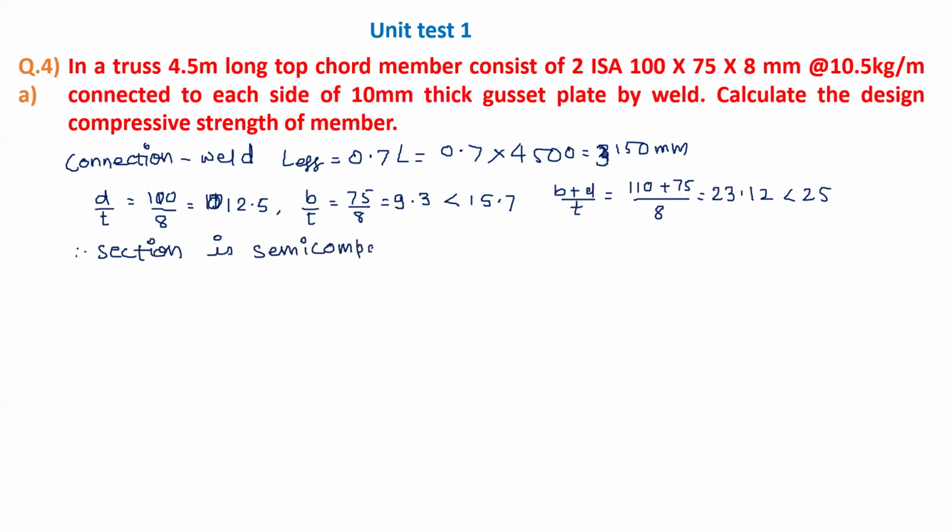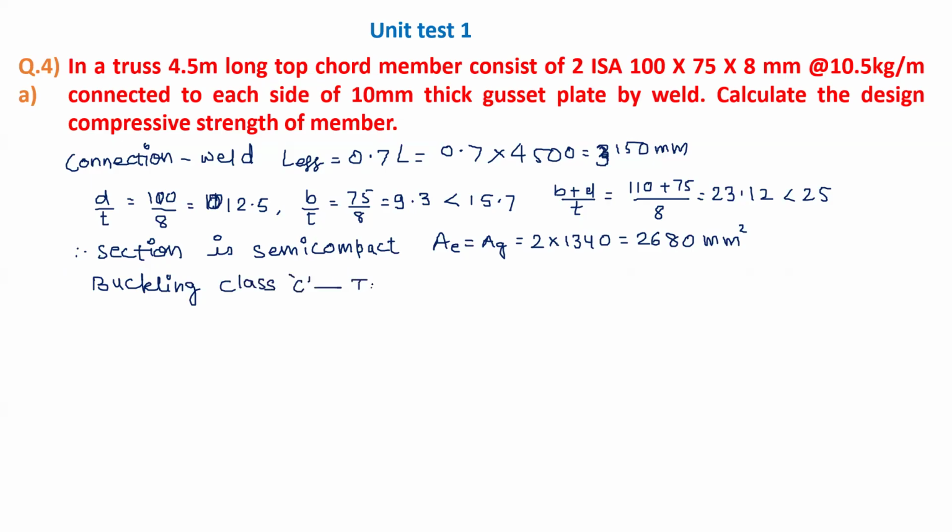AE equal to AG. And this is equal to, we have the value of A, that is 1340. So 2 into 1340, and this will be 2680 mm square. Then as we have this as an angle section, we have buckling class C. Buckling class C for angle section, Table 10.